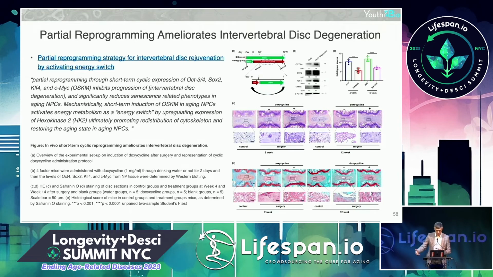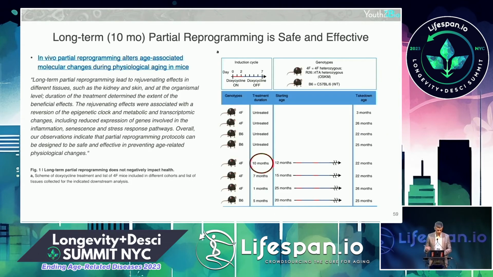Partial reprogramming can slow spinal degeneration, which is, I think, also a very unpleasant aspect of aging that a lot of people unfortunately experience. My own father had to have back surgery because of spinal degeneration. Also, I really like this study from the Belmonte group.